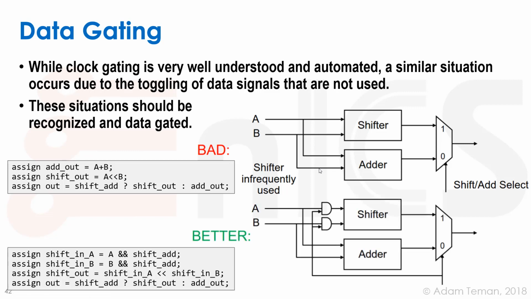So instead of that, what we could do is put a data gating AND gate on the entrance to the shifter, and then as long as this select is selecting the adder, the inputs to the shifter will be 0, and we won't waste any power on changes due to A and B changes on the shifter. So that's the type of thing that we could do.